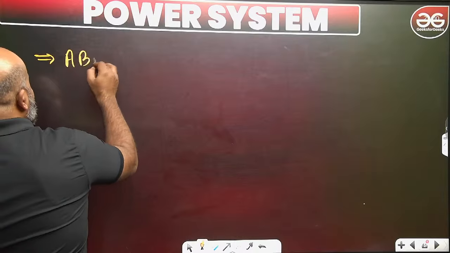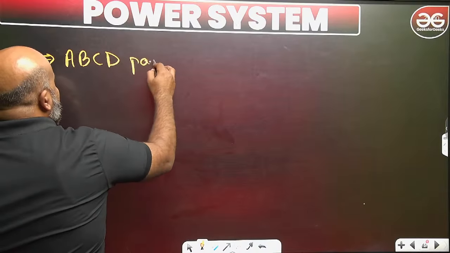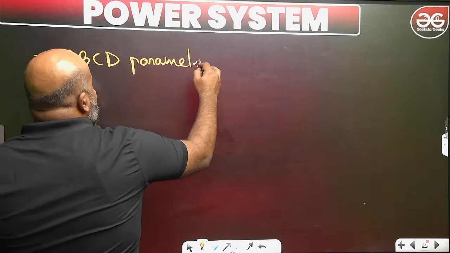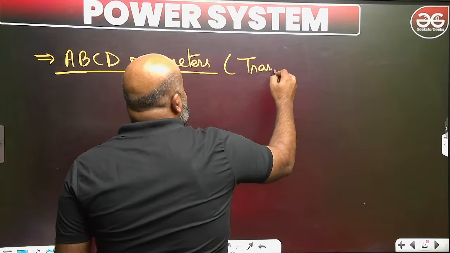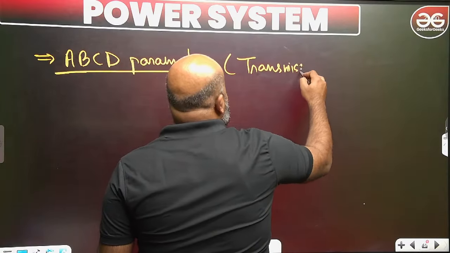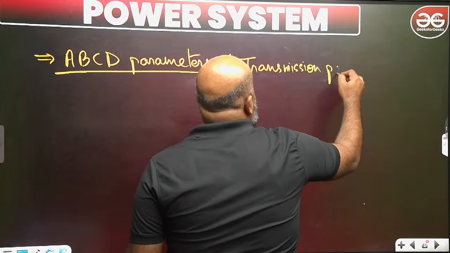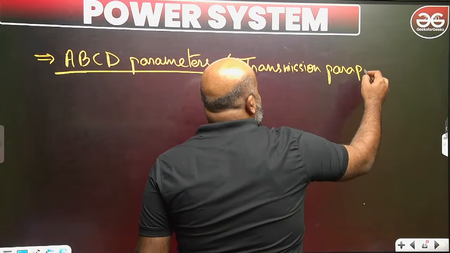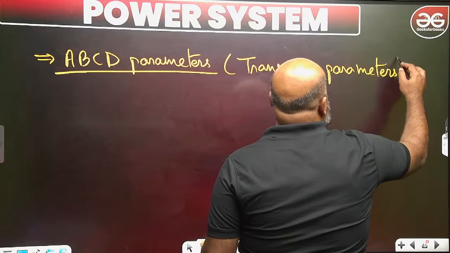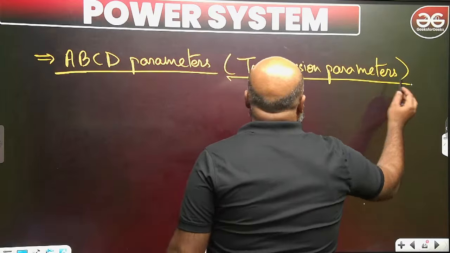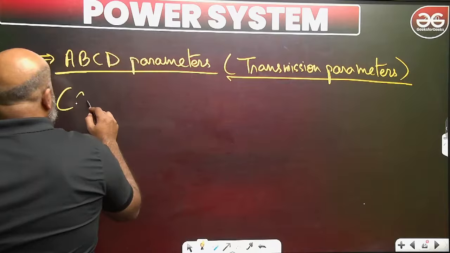So I am not going into depth, just introducing how much I need. So ABCD parameters, which are also called transmission parameters, and these are very useful when you have cascaded networks.